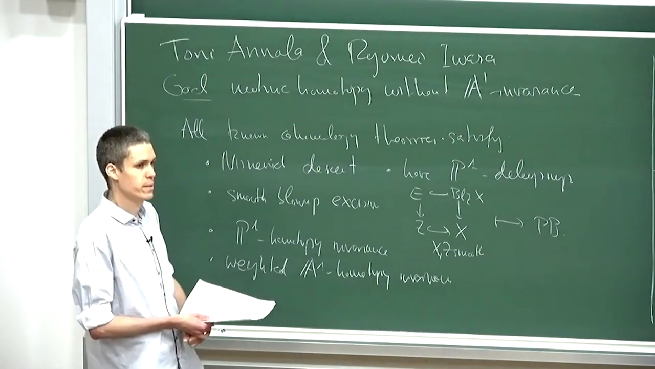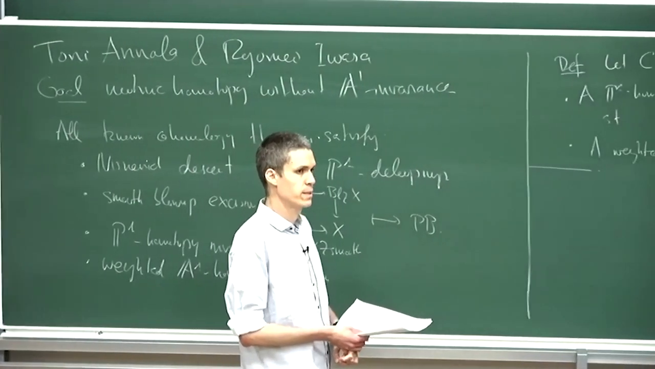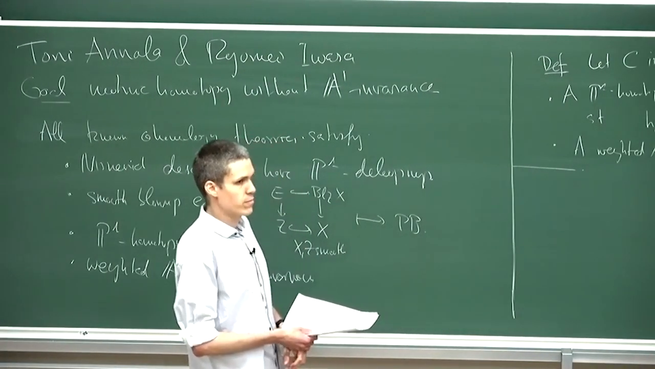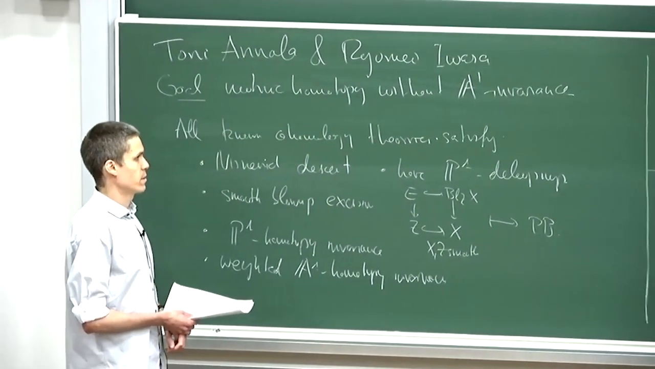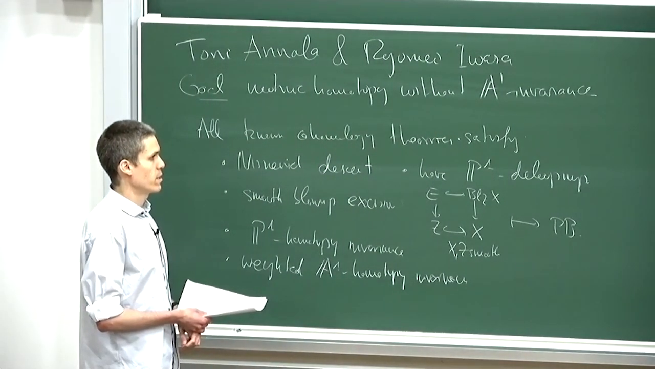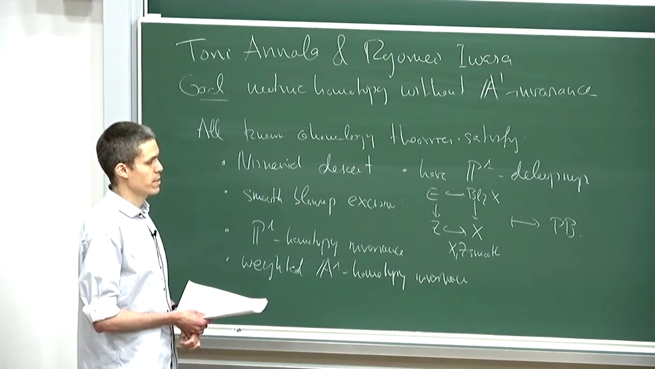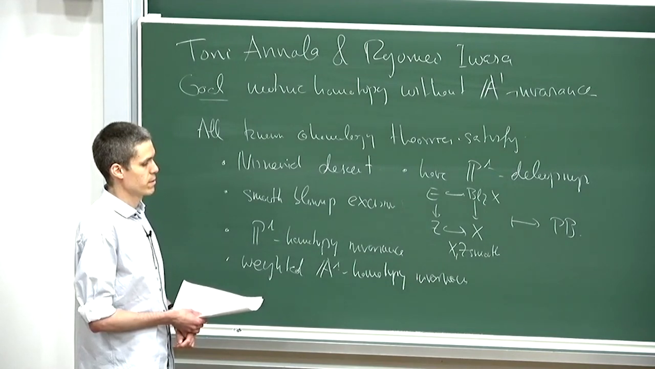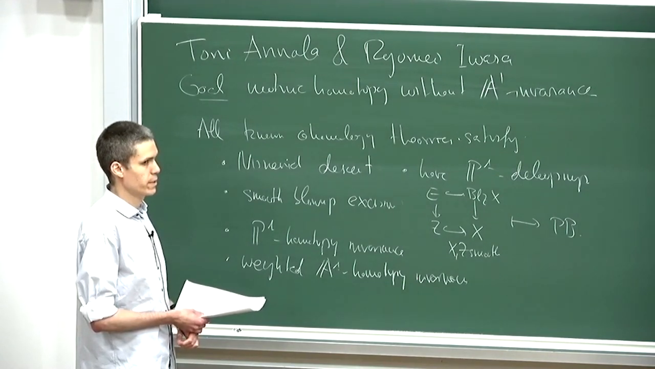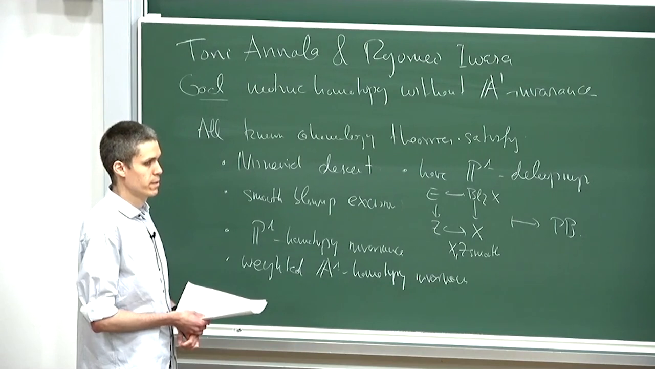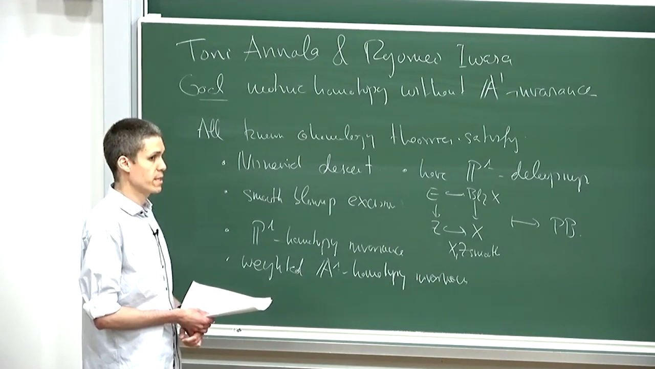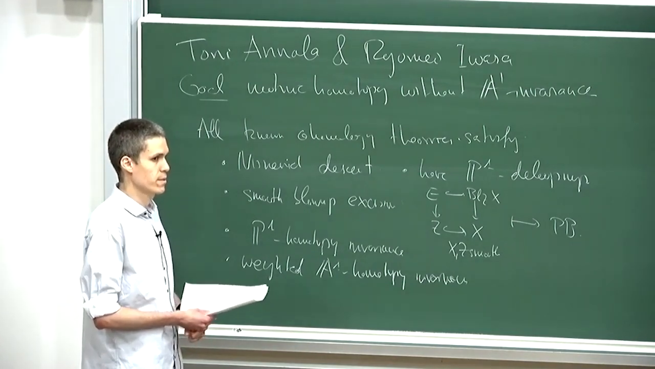Why can't you just invert P1 equivalences, like maps where you have a map back and then a P1 homotopy both ways? This you can do, but I think it's not clear that this enforces P1 homotopy invariance. It's probably not inverting enough if you do this.